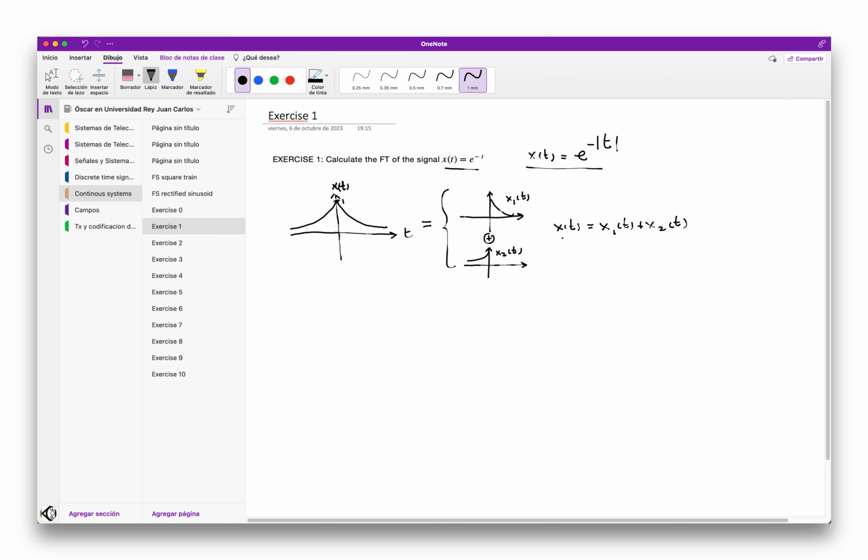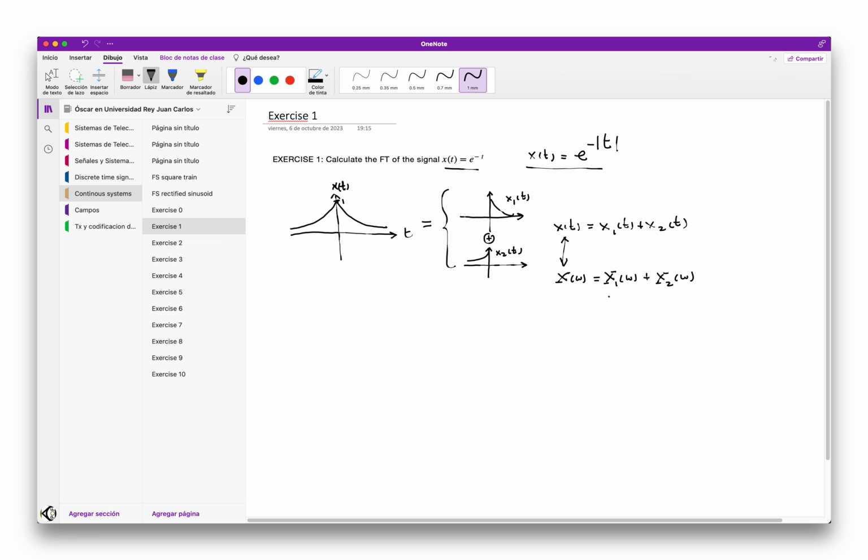You will see why I do that, because I'm going to play around with the symmetries of the signal. What they are asking us is to calculate the Fourier transform of this, that we can call capital X of the frequency omega, and this will be capital X1 of omega plus capital X2 of omega.